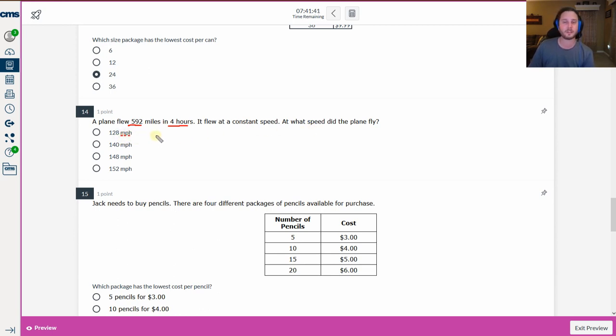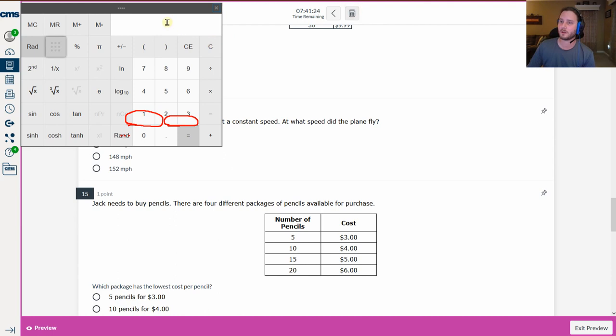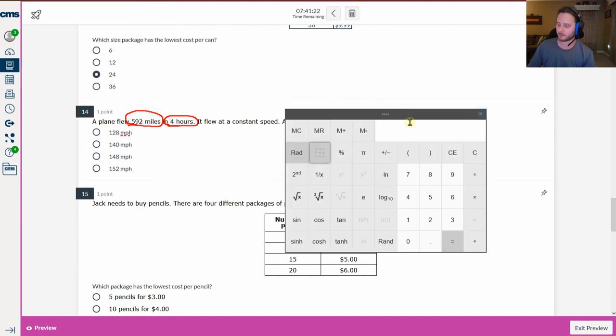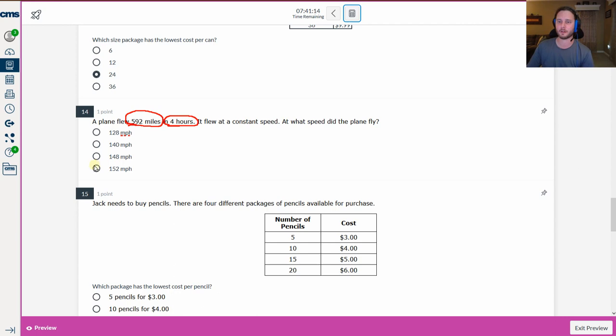MPH, you guys see this all the time. Anytime you're in the car or on the bus, the mile per hour signs, the speed limit signs, miles per hour. That's what MPH says. So we are doing the number of miles divided by the number of hours. So for number 14, we're just going to take 592 miles and divide that by 4 hours to get 148 miles per hour.